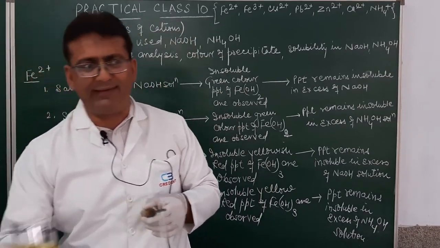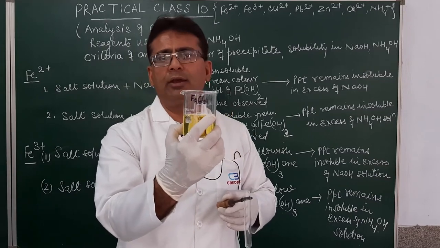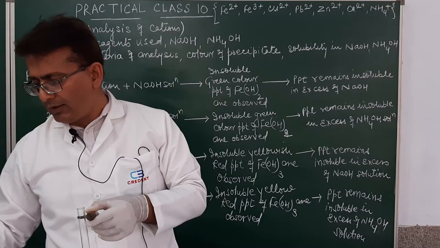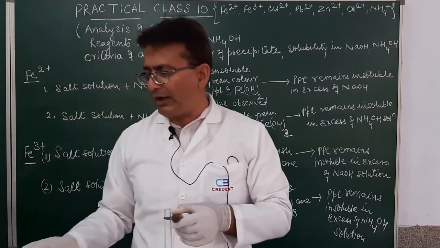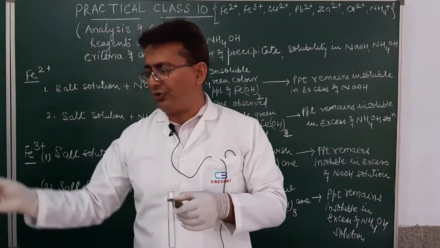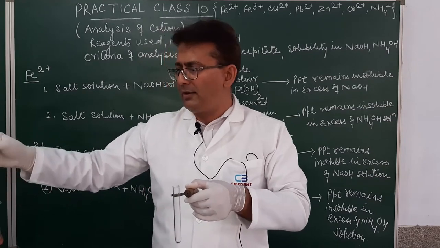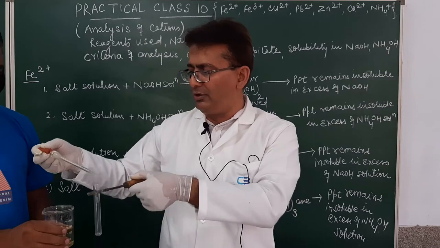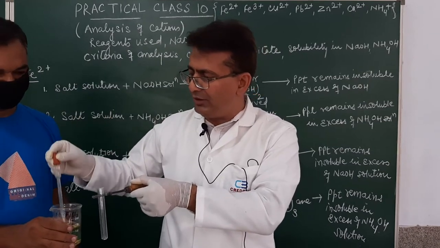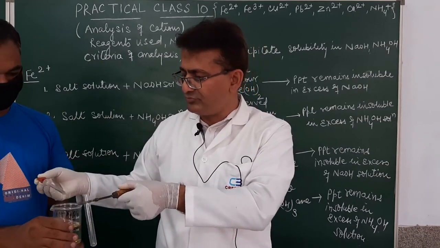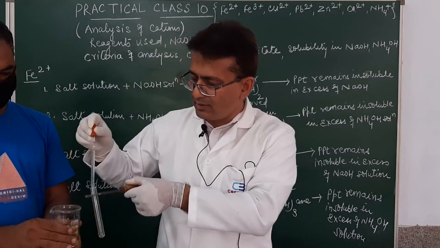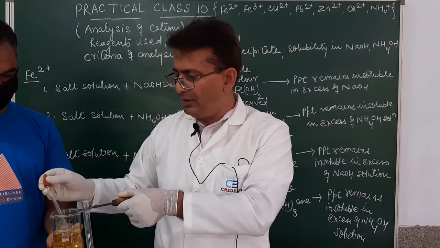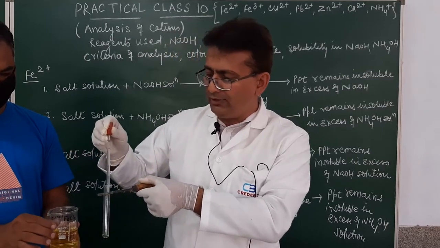As you can see over here, this is a ferric chloride solution. What is to be done? We will take ferric chloride solution in a test tube. You can see over here, the solution of ferric chloride is being taken in a test tube.